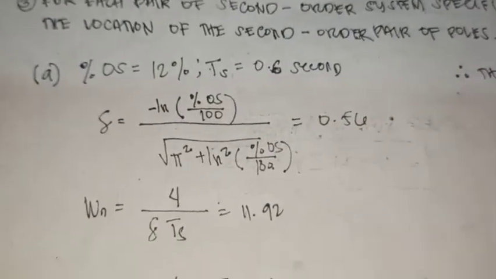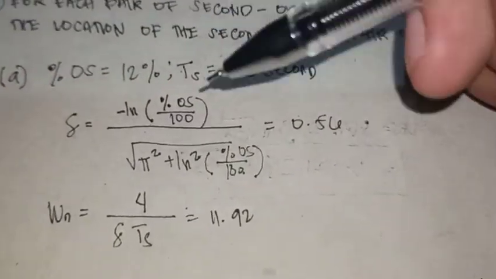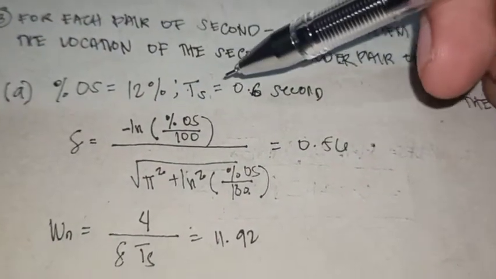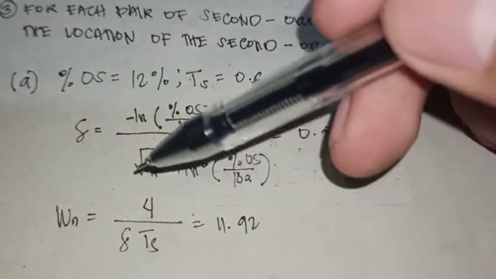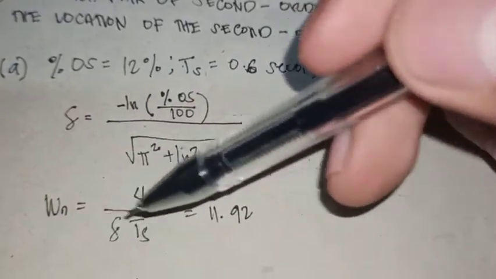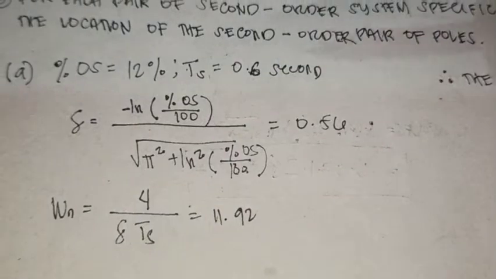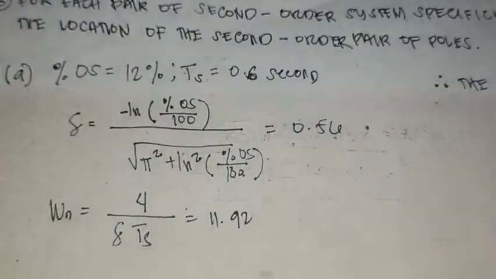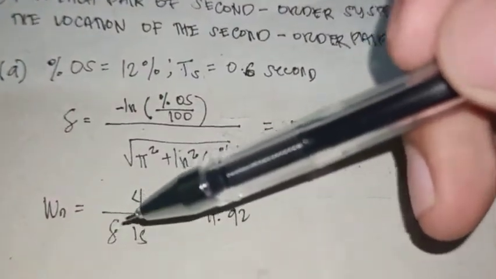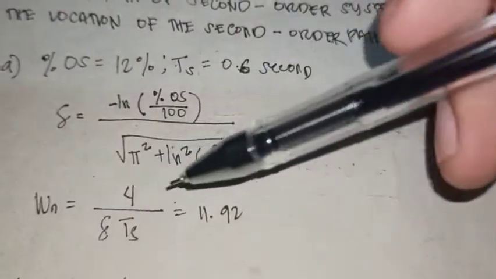Next is the natural frequency. We get the natural frequency from the given settling time. The formula for settling time is 4 over damping ratio times natural frequency. We put in the given values, so the natural frequency is 11.92.